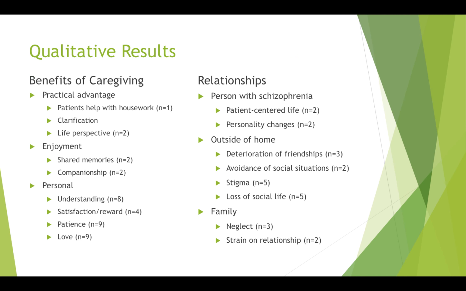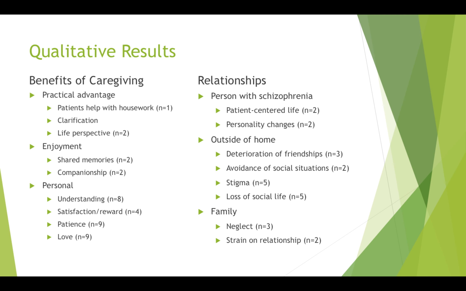Qualitative results from the study found many things. The numbers affiliated with each aspect refer to the number of caregivers who discussed each concept and for whom the concept was relevant. There were practical advantages such as patients helping with housework, clarification of the disease, increased life perspective. There was enjoyment through shared fond memories and companionship with those they were caring for who had schizophrenia. On a personal level, there was better understanding of mental illness, greater life satisfaction and reward. They found they had greater patience and exponential love for those they were caring for.